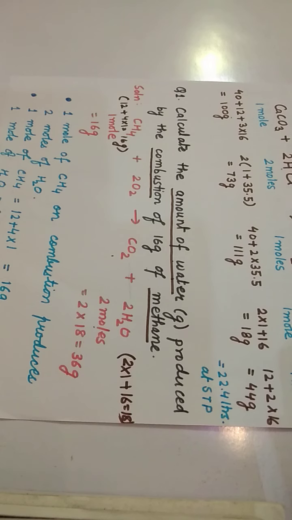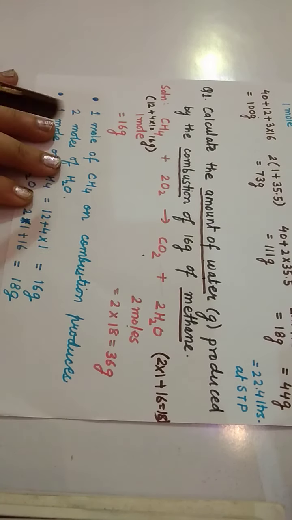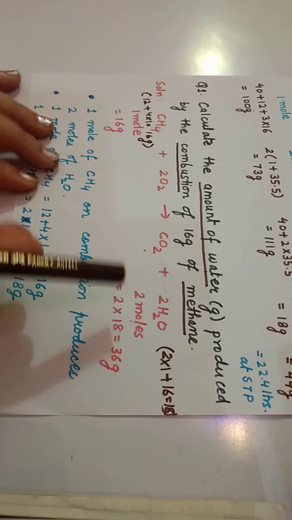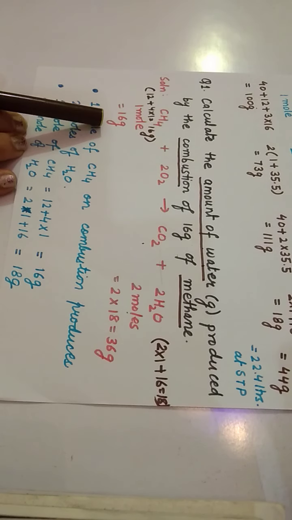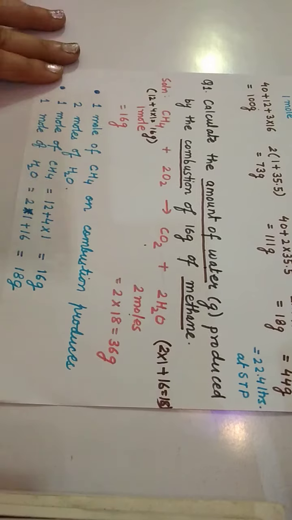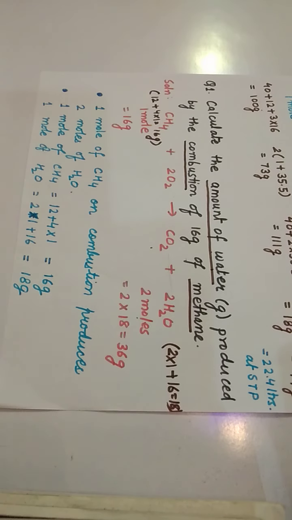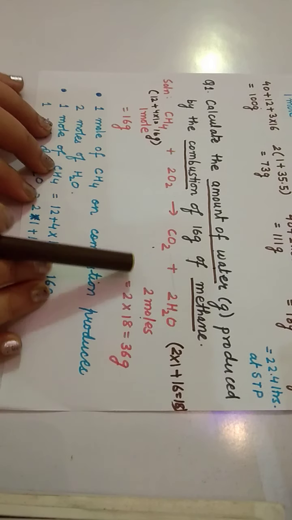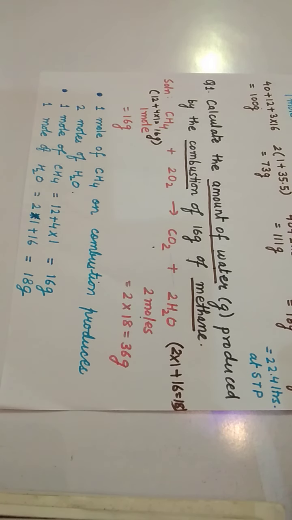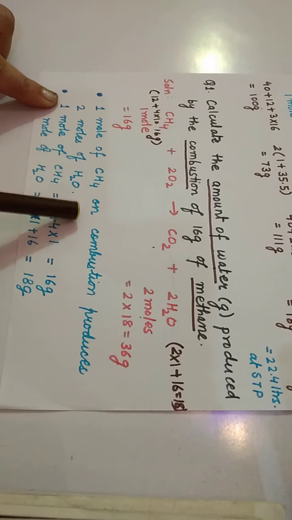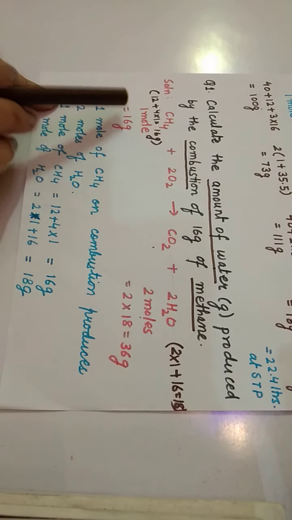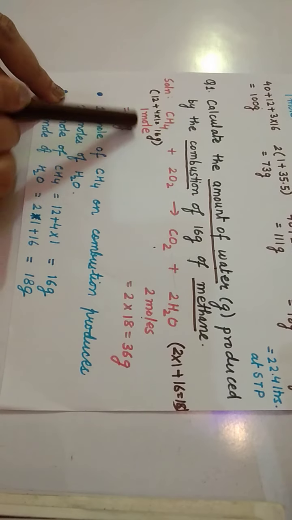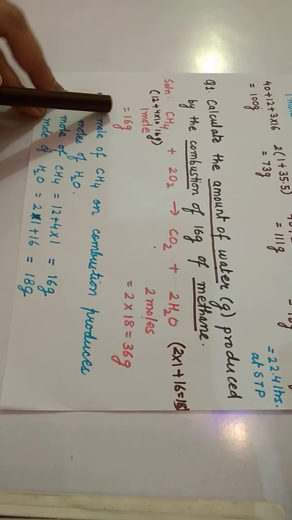Now children, here you can see 1 mole is producing 2 moles, that is double. So 16 gram will also be producing double of water. So 2 of water will be 36 gram. In simple terms, I'll again explain you. 1 mole of methane on combustion produces 2 moles of water. 1 mole of methane has mass 16 gram.